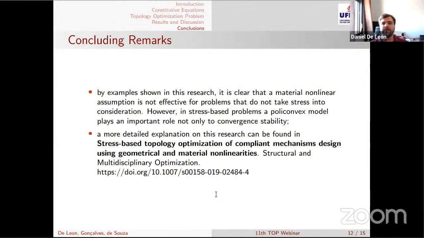Concluding, it's clear that the material nonlinearity assumption is not effective for problems that do not take stress into account, as I showed to you in the first example, but the second example shows that a polyconvex model plays a role that is not only convergence stability, but kinematic performance of the compliant mechanism as well. Okay, this is a huge investigation that's more explained in the full paper.